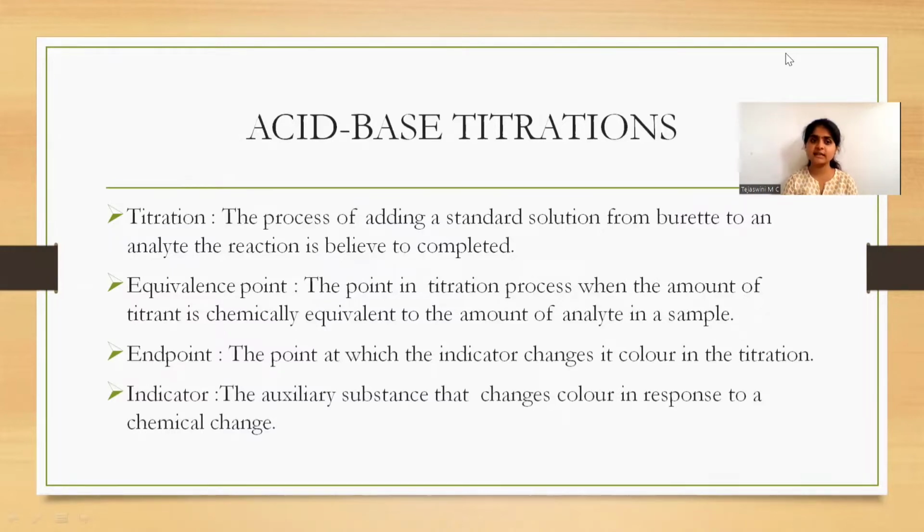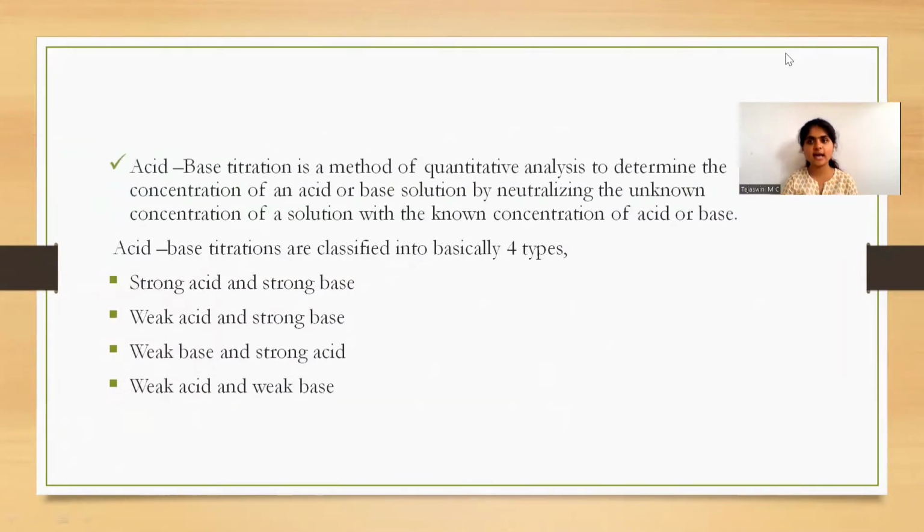And the last one is the indicator. An indicator is an auxiliary substance that changes color in response to a chemical change. Coming to acid-base titration, what is it? It is a method of quantitative analysis to determine the concentration of an acid or base solution by neutralizing the solution of unknown concentration with an acid or base of known concentration.